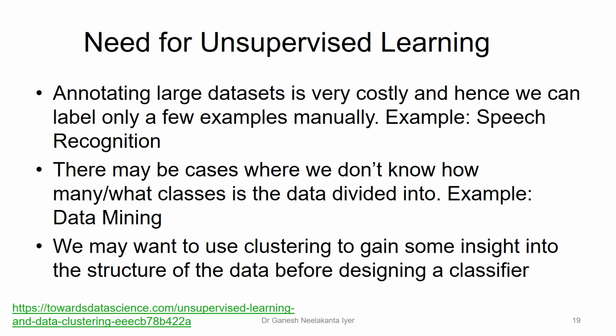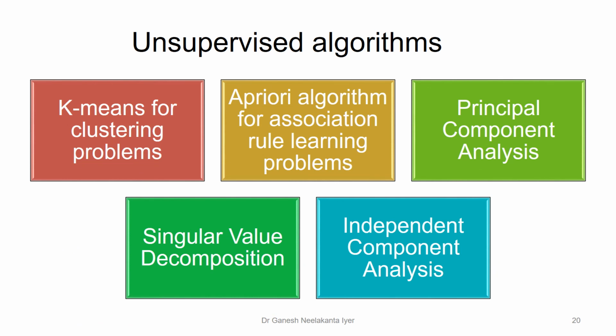Need for unsupervised learning. Annotating large datasets is very costly and hence we can label only a few examples manually. For example, speech recognition. So it is important that we also need to have unsupervised learning. There may be cases where we don't know how many classes the data is divided into, for example in data mining. Some popular examples: k-means for clustering problems, a priori algorithm for association rule learning, PCA, SVD, ICA, etc.